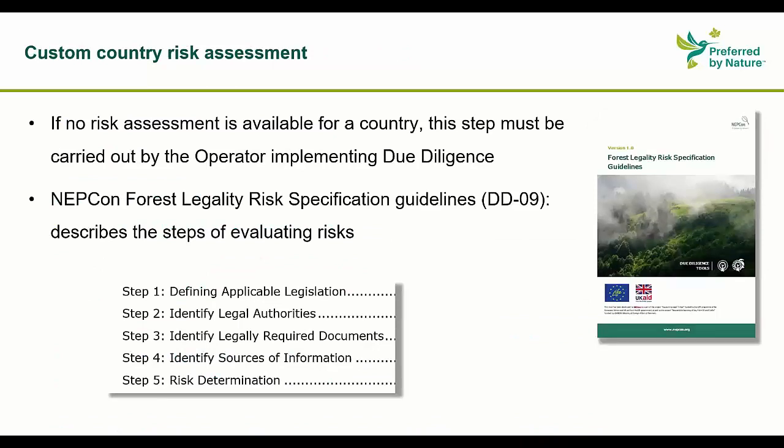This is the document that I presented earlier, and I hope that you don't need to use it yourself, but it could happen. If there's really not a risk assessment available for a given country, then the operator must implement and do the risk assessment on their own at the country level. So we have these guidelines, DD09, and it will go step by step on how to evaluate the risk at the country level. So first, of course, listing the applicable legislation, who the legal authorities are, what the legally required documents are, and what the sources of information and risk determination would be.